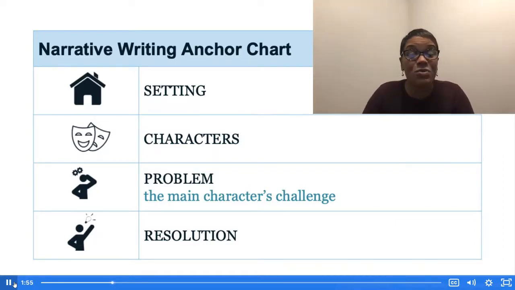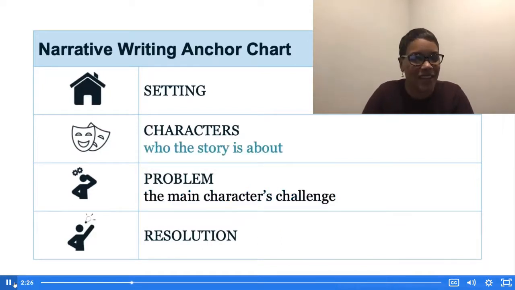Let's take a moment to review the elements. Setting, characters, problem, resolution. Now I'm going to read a definition of one of the elements, and your job is going to be to point gently to the screen to show which element I am describing. Are you ready? Let's try. Which element tells who the story is about? Point to it gently on the screen.